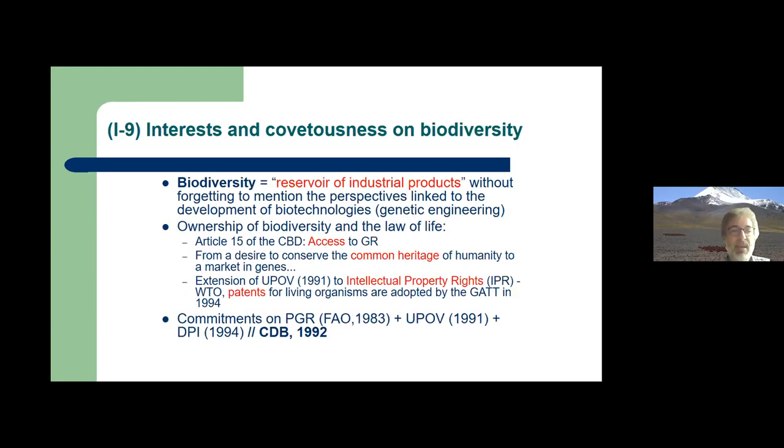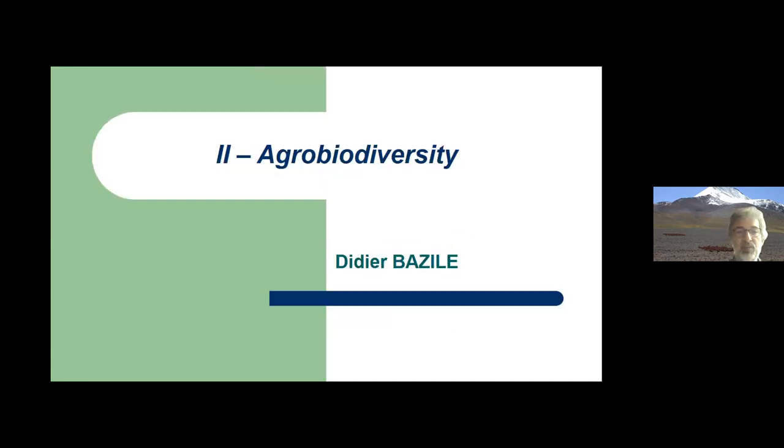But there are also many interests and controversies on biodiversity, because biodiversity could be a reservoir of industrial products. And there are many aspects about access to plant genetic resources. It is why we are talking about the common heritage of humanity, like Parviz said before, with the Secretary of the GIS at FAO headquarters. And we need to discuss intellectual property rights and farmers' rights. The CBD is not enough for talking about all these aspects. It is why we need to discuss through the international treaty about domesticated species.